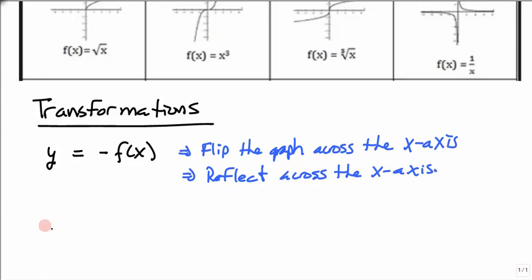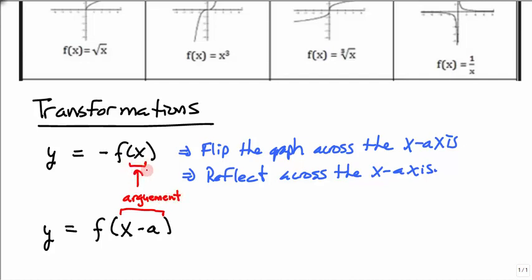Okay, another transformation that we could have. Again, I'm back to f of x. Inside the parentheses, I'm going to put x minus a. Now, this is called the argument of the function. If you do anything within the argument of the function, it's usually opposite of what you would expect. So for instance, this says minus a, and so you'd think you'd move to the left or down because minus is left or down, but you do the opposite.